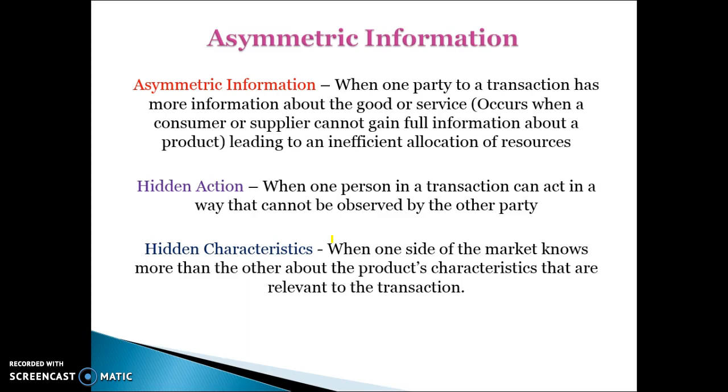Two things are related to asymmetric information. There can be a thing called hidden action, where one person in a transaction acts in a way that the other person can't observe. That's often common in employment contracts, where people behave in a way that the employer can't see. And hidden characteristics, where one side of the market knows more about the product and the characteristics of the product than the others. So that might be that a car doesn't have an engine, or there's something wrong or defective about a car, or that you're sick and you're not telling your health insurance provider.